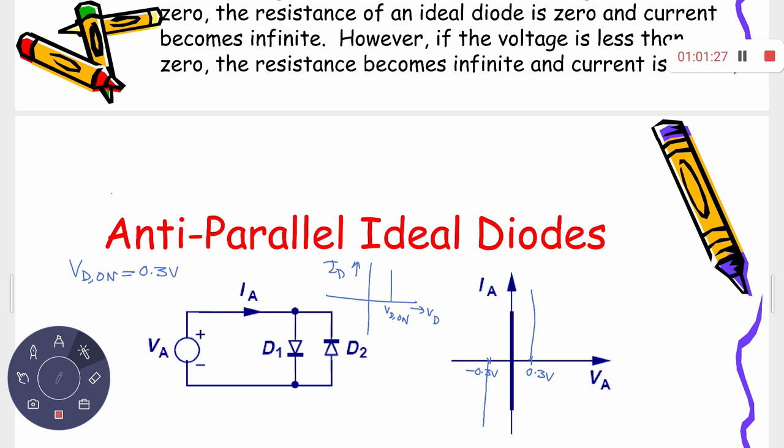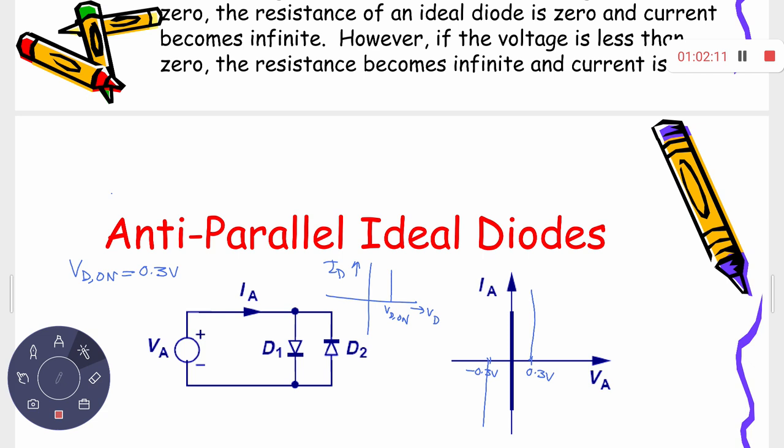Now when the applied voltage is less than minus 0.3 volt, D1 will be off but D2 will be on. Then the current will flow in this direction. D1 is open, like an open circuit. What happens between 0.3 and minus 0.3? No current flows. Both of them are open circuit. Between minus 0.3 and plus 0.3, both of them are off. So basically you have this kind of behavior. Is it clear now?